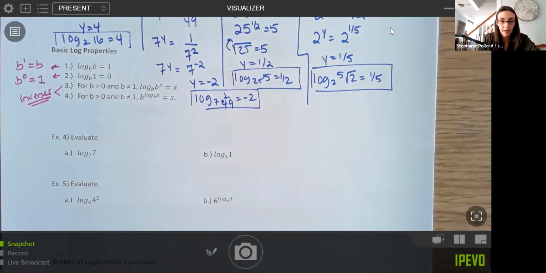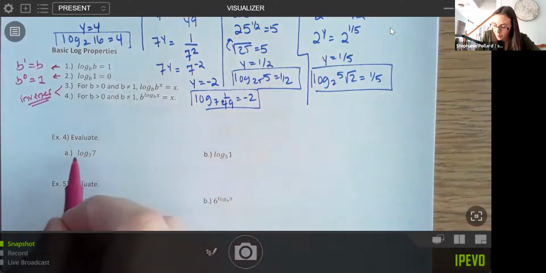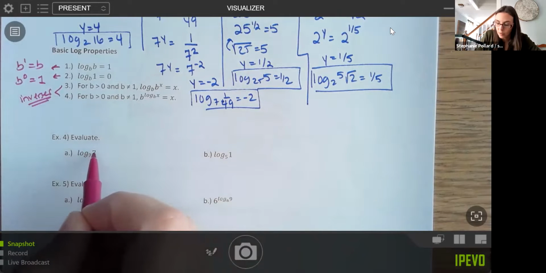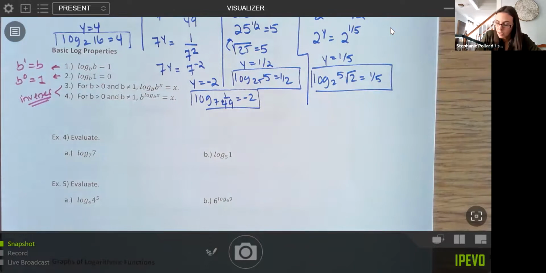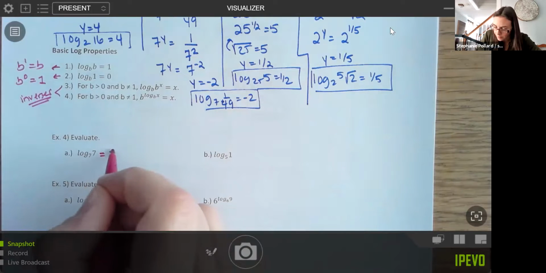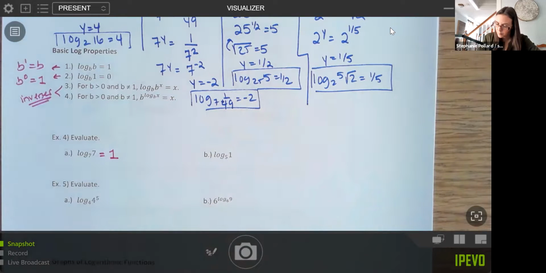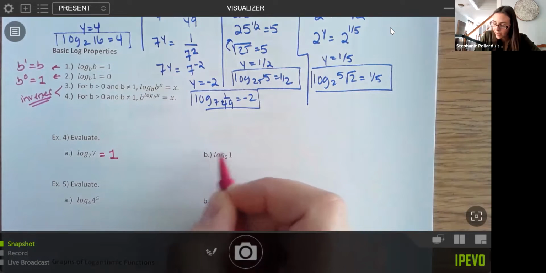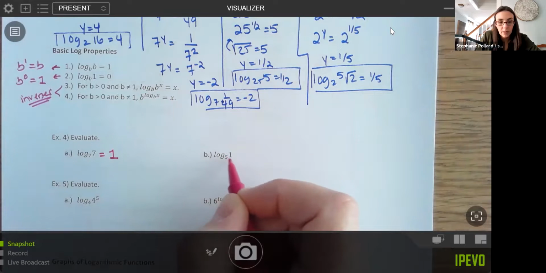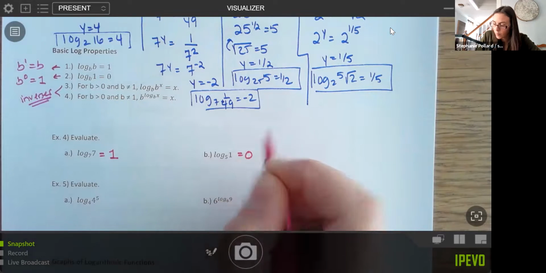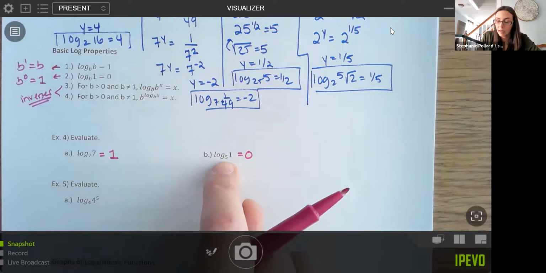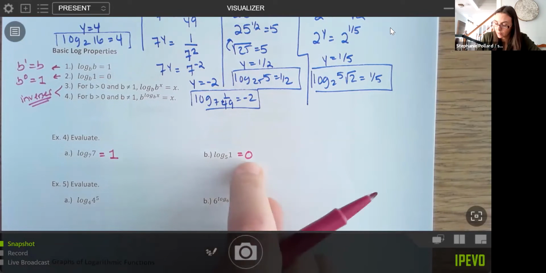So let's evaluate here. Notice I have log base 7 of 7. So this is of this form here, right? There's no x's in this case, it's just numbers. So this is going to just be 1. Here I have an argument of 1. So whenever that value here is 1, the answer is going to be 0. It doesn't matter what the base is, as long as it fits. Like I could be doing log base 10, log base 20, doesn't matter. It's still going to be 0 there.